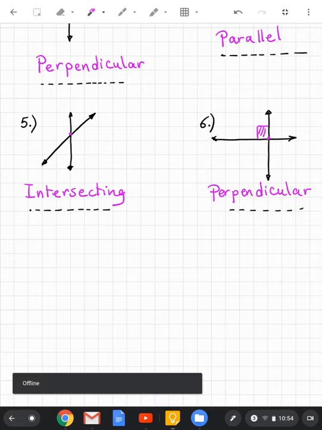So now we revised the types of lines, and we revised also the relation between the lines. I hope that you understood all what we took and you are able to answer your homework all by yourself.